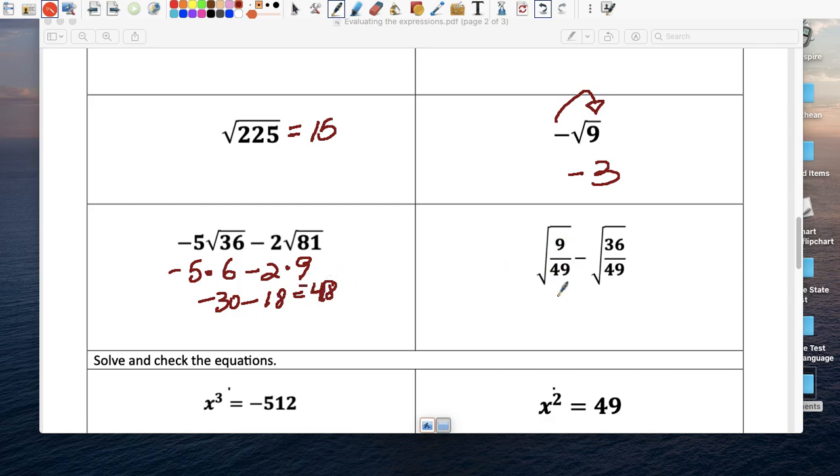Square root of 9 over 49 is 3 over 7. And square root of 36 over 49 is 6 over 7. Negative 3 over 7. I think these are repeats.